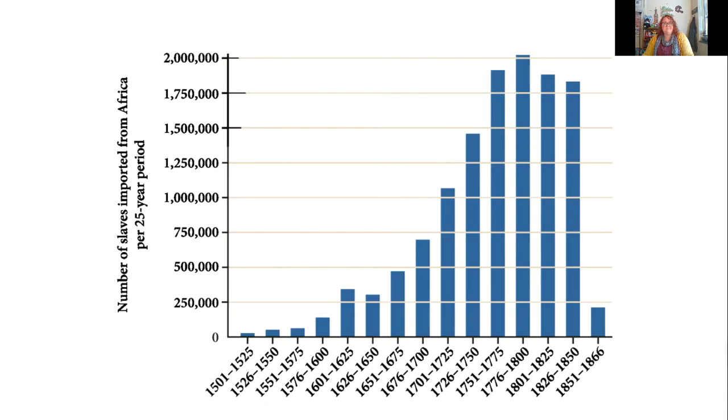So this is a graph of the number of slaves that were imported from Africa. And this is based off of a 25-year period, so 25 years at a time. So you actually see the height of this was 1776 to 1800. What was happening during this time in the Americas? I wonder.